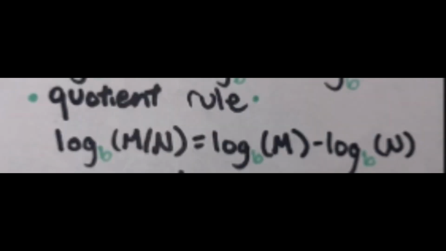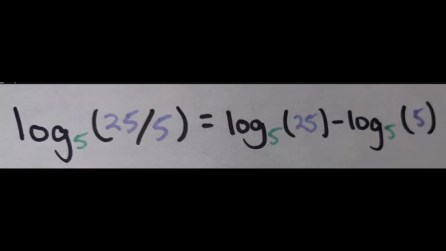The quotient rule is similar, except we switch multiplication with division and addition with subtraction. Log base b of m over n equals log base b of m minus log base b of n. For example, log base 5 of 25 over 5 is the same as log base 5 of 25 minus log base 5 of 5.